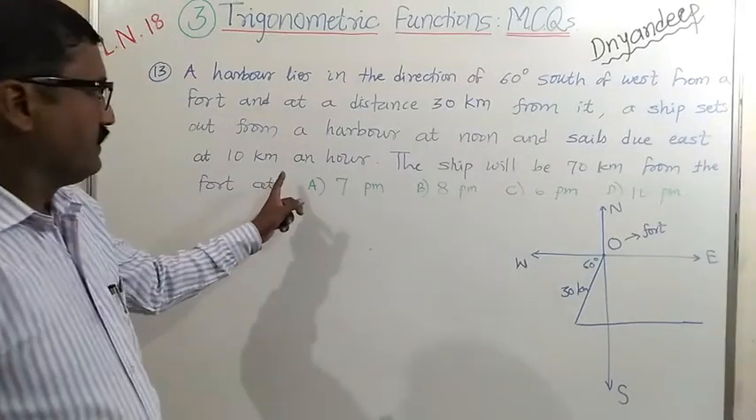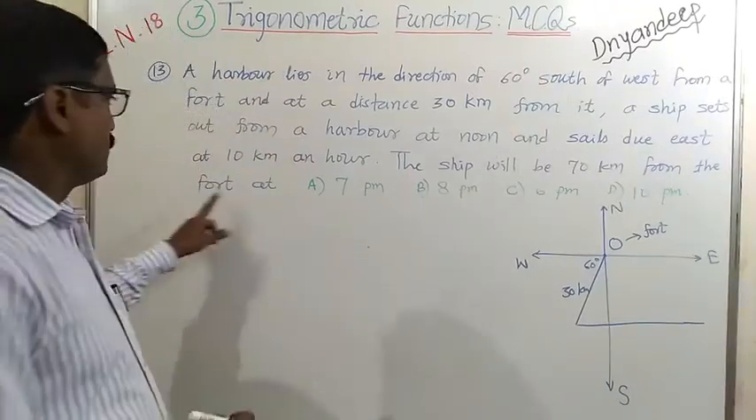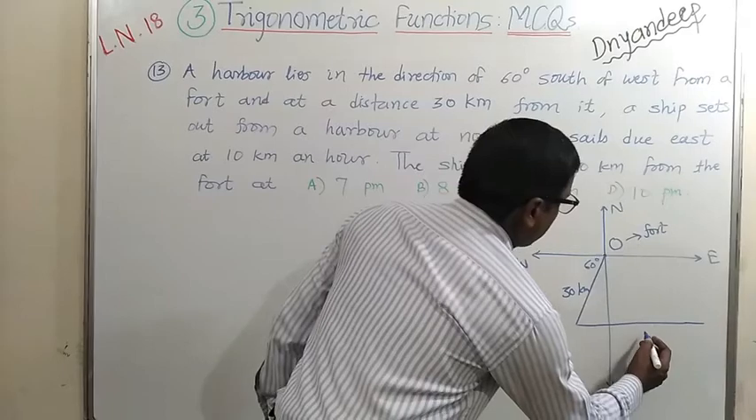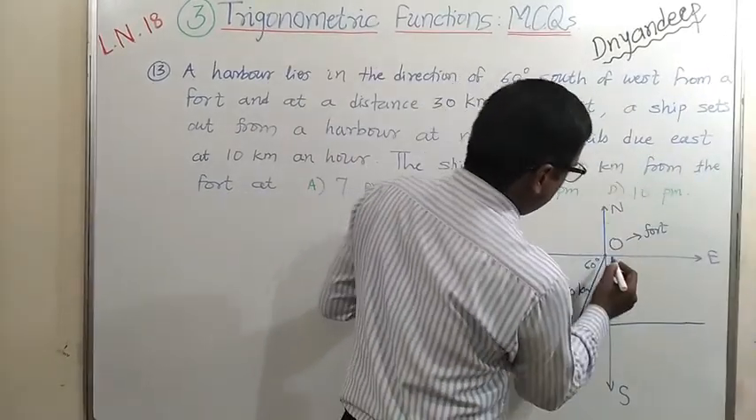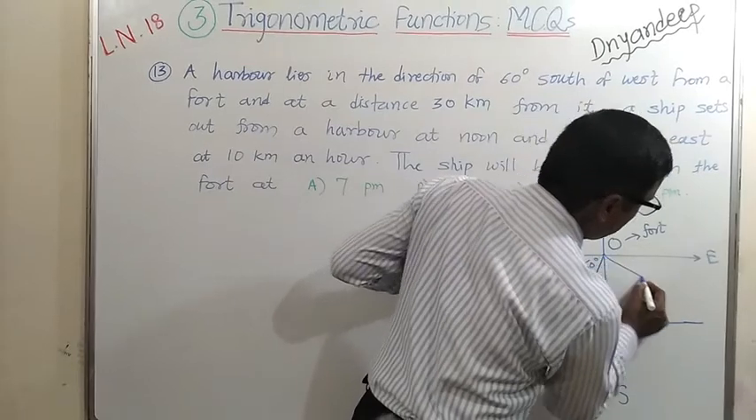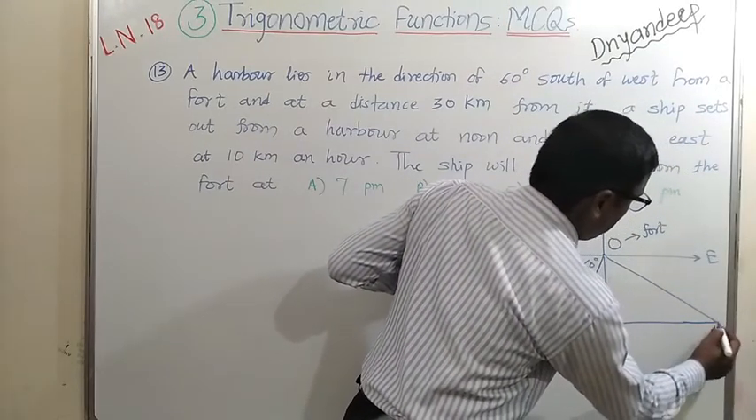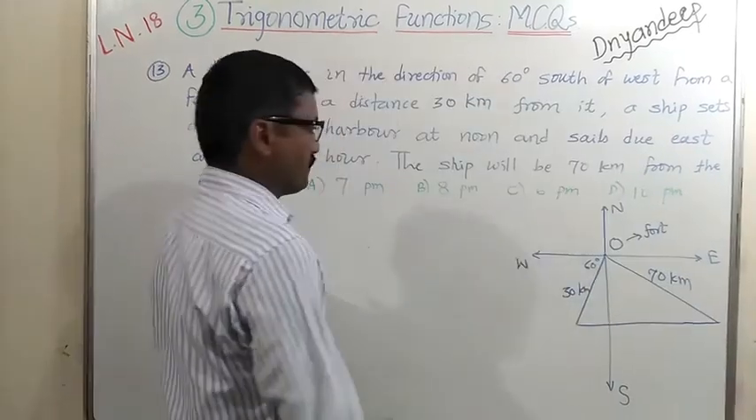What is happening? The ship will be 70 km from the fort. The distance of that ship from the fort will be 70 km. And we have to find the time when the distance of the ship from the fort will be 70 km.